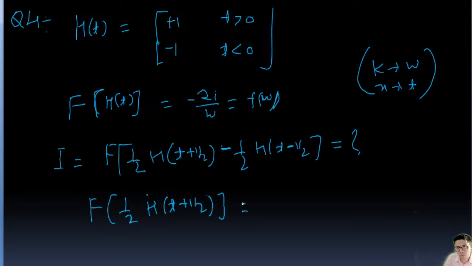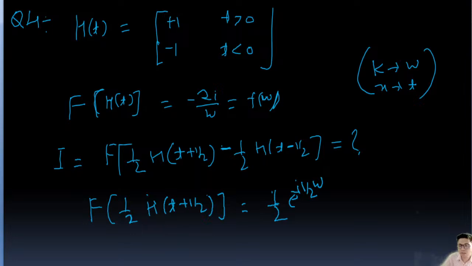So we know the shifting property, right? So this is going to be 1 by 2 e to the power minus i, this is the a value, so minus 1 by 2 i, 1 by 2 omega. This is the shifting property we have used.